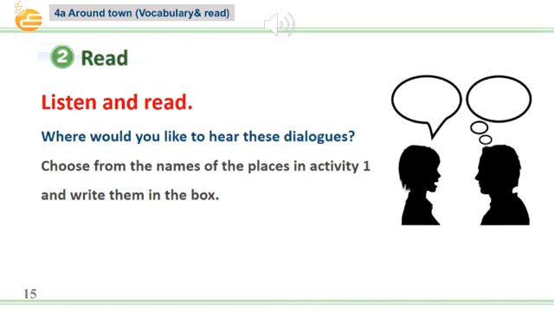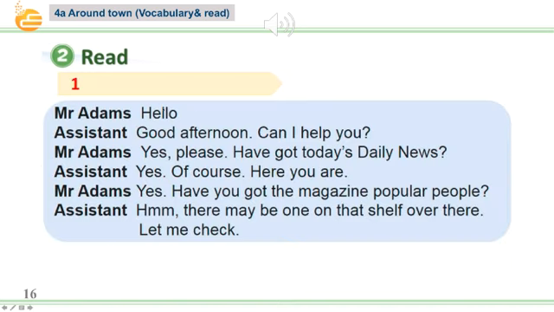2. Read. A. Listen and read. Where would you hear these dialogues? Choose from the names of the places in Activity 1 and write them in the boxes. Okay, let's listen and read. Okay, let's see. This is number 1.